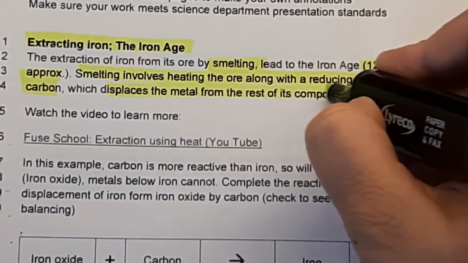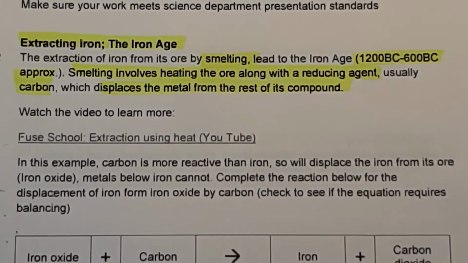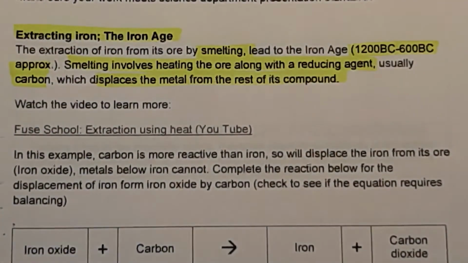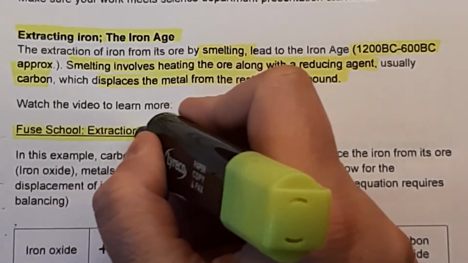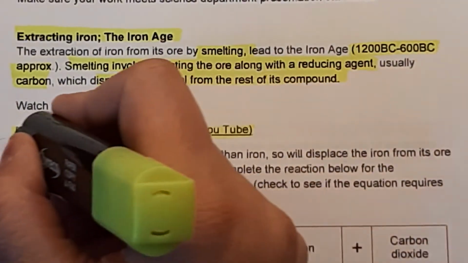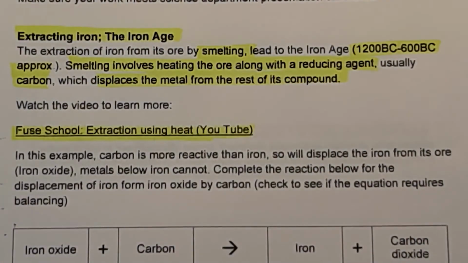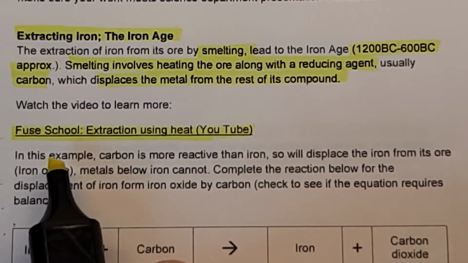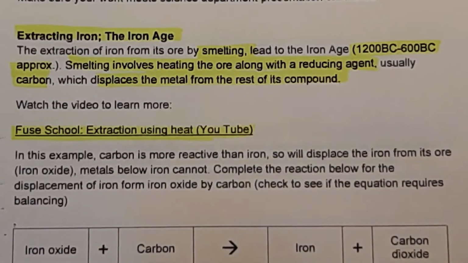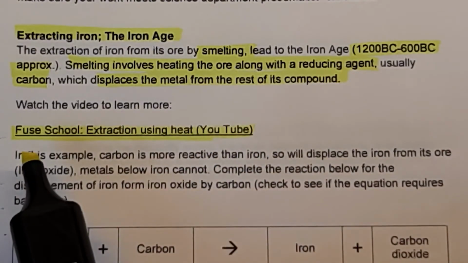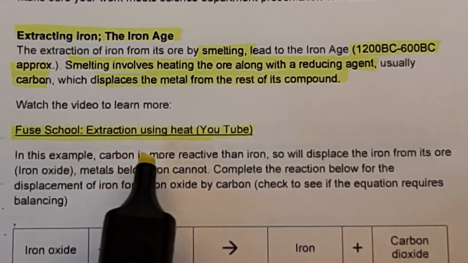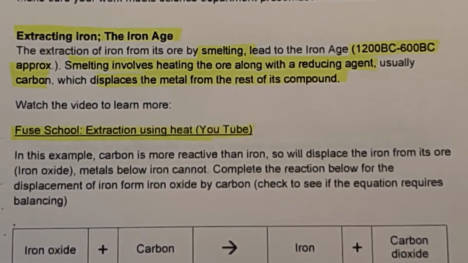And there's a video to watch here to help you understand this and learn more about it. So if you've got a digital copy of this booklet, you can just click on this link and it will take you to the page. Or you can go to YouTube and type into the search bar, Fuse School, Extraction Using Heat. Or you can find the Fuse School channel and then type in extraction using heat and you will find their video that way. So pause the video whilst you watch that and then come back.